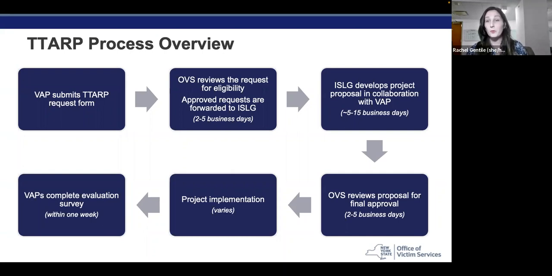OVS will review that proposal, will give a final approval, and then you'll know that your project has been approved when you receive a formal email with an attached letter. The letter will say that it's been approved, what it's called, and then you'll also receive your final proposal. So you'll see what has been approved for ISLG to work with. And then it's between you and ISLG to implement that project. OVS isn't really involved in this portion unless we're needed, but ISLG will work with you to complete the project proposal as it's been outlined and approved.